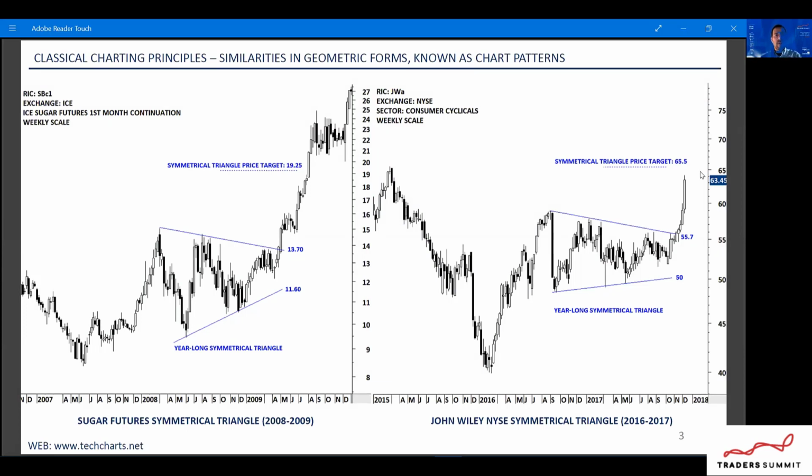So on this one, for example, you're seeing two charts. The chart on the left-hand side is the sugar futures. The chart on the right-hand side is a stock from the New York Stock Exchange. One is John Wiley, the other one sugar futures. Do you see the similarities of these chart patterns? A year-long symmetrical triangle and a year-long symmetrical triangle on the left-hand side. Beautiful. So those chart patterns keep on forming on different instruments.